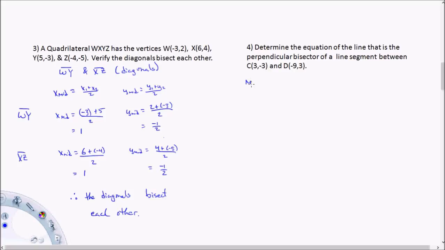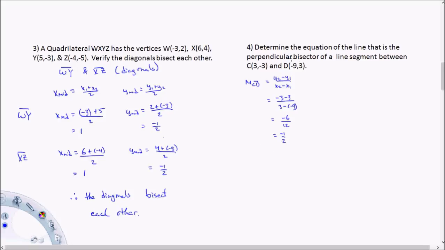We know that the slope of line segment CD would be equal to y2 minus y1 over x2 minus x1, which is equal to negative 3 minus 3 over 3 minus negative 9, which is equal to negative 6 over 12, which reduces to negative a half. And that's the slope of CD.